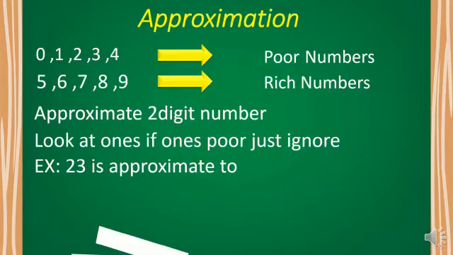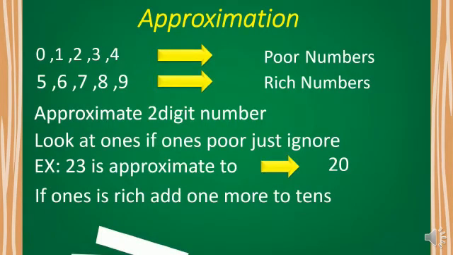23 is approximate to what? Look at ones. Ones has 3. Is 3 rich or poor? Excellent, poor. So 23 approximates to 20.